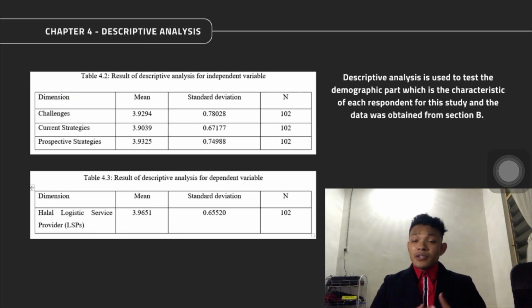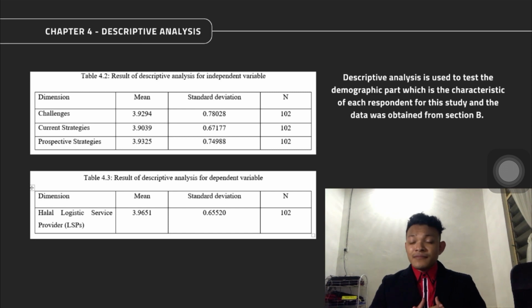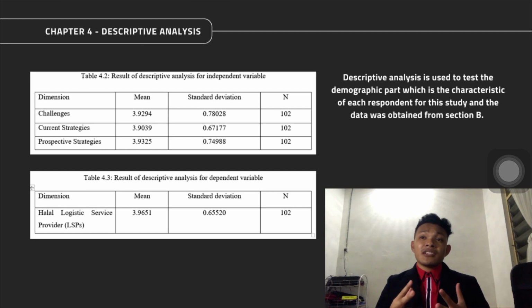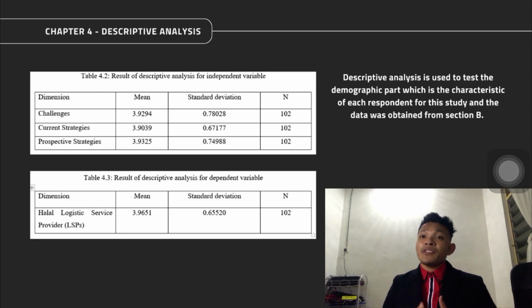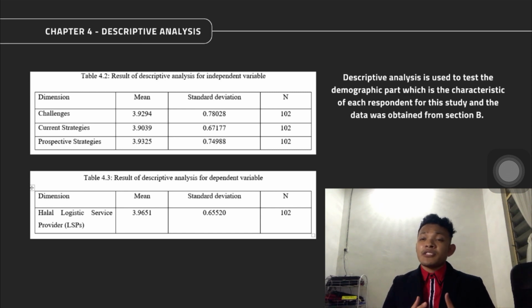Next, for the next part of chapter 4, data analysis, descriptive analysis. Descriptive analysis is used to test the demographic part, which is the characteristics of each respondent for this study, and the data was obtained from section B. Mean is the sum of the values for all observations of a variable divided by the number of observations. The higher the mean score, the more important it is to work on freight forwarder service. The standard deviation is the measure of the average deviation of the values in a set of responses around the mean.